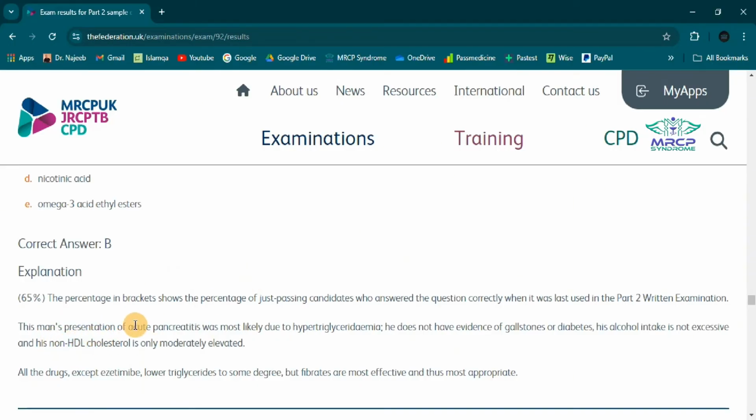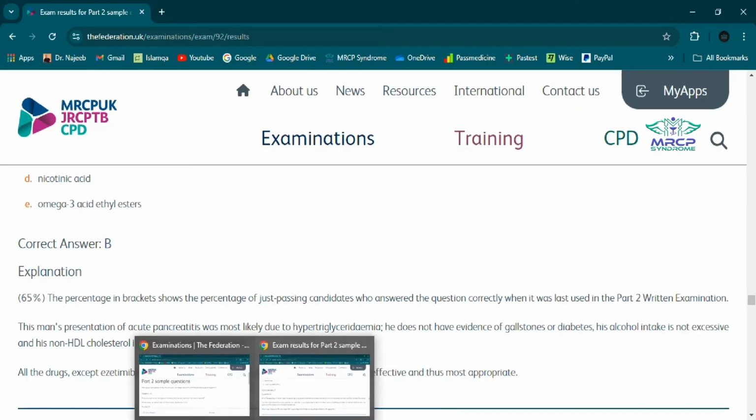This man's presentation of acute pancreatitis was most likely due to hypertriglyceridemia. He does not have evidence of gallstone or diabetes. His alcohol intake is not excessive. His non-HDL cholesterol is only moderately elevated. All the drugs except ezetimibe lower triglyceride to some degree, but fibrates are the most effective and thus most appropriate.